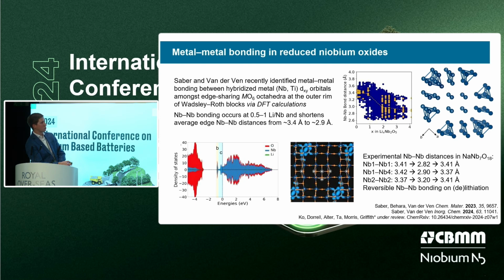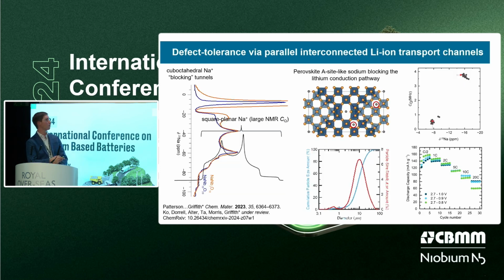freely refined values for niobium interatomic distances. We see 3.4 angstroms in the pristine structure, going down to 2.8 to 2.9 angstroms for these Nb1 and Nb4 sites in the fully reduced structure, and back up to essentially a completely reversible 3.4 angstroms at the top of charge. So we are reversibly forming niobium metal bonds in these materials, which is really interesting and is the first experimental evidence for that.